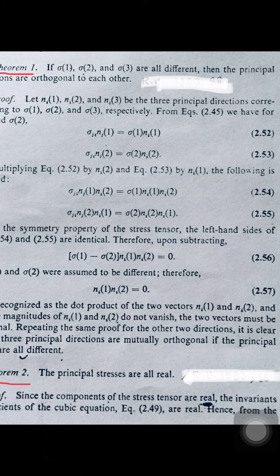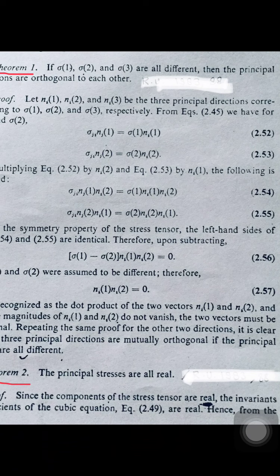So for sigma 1, equation 2.52 can be written as sigma ji nj is nothing but sigma ni. Using sigma 1 for the first principal stress, it can be written as sigma ji nj1 equals sigma 1 ni1. Similarly, 2.53 for sigma 2, that is sigma ji nj2 is nothing but sigma 2 ni2. So these are the two relations, 2.52 and 2.53.